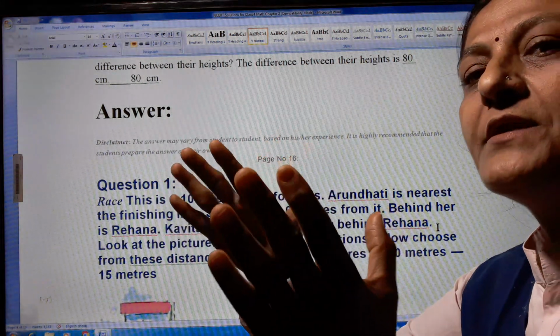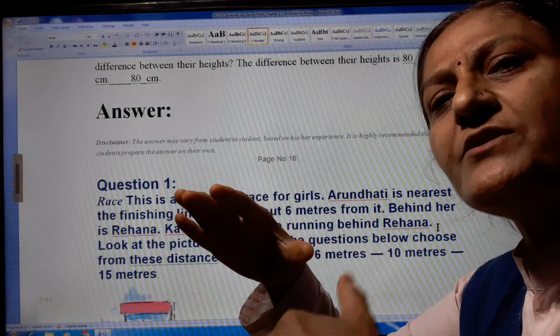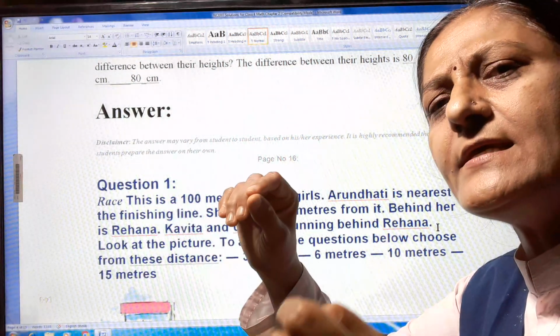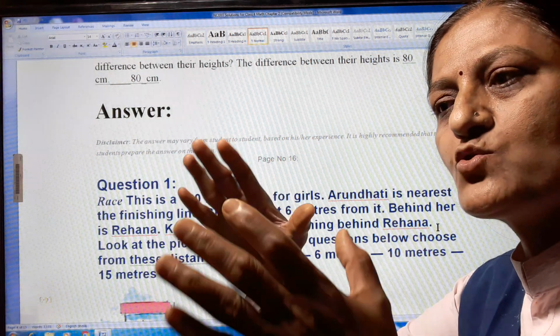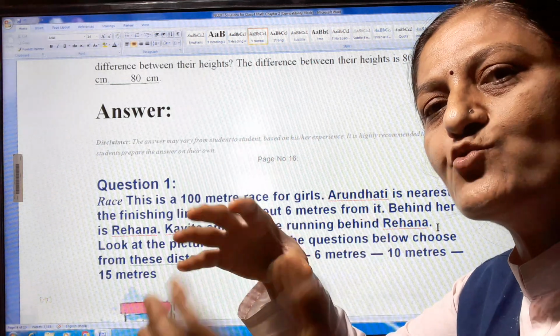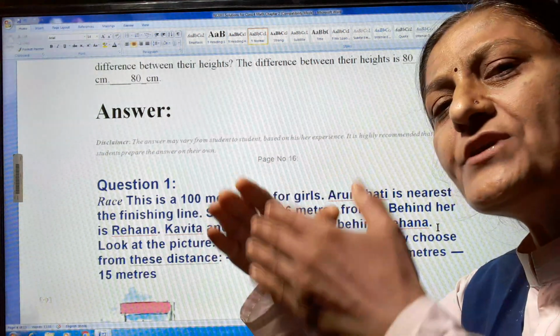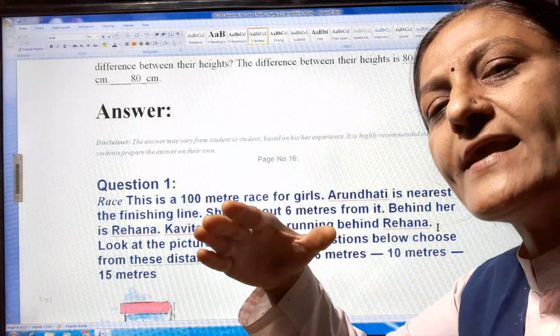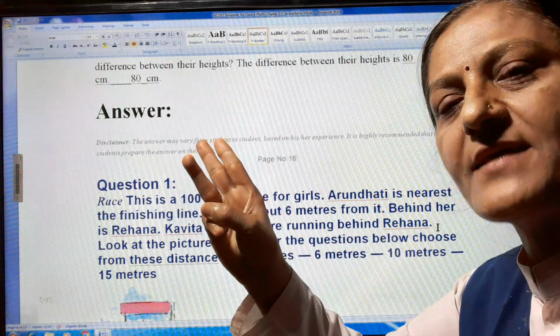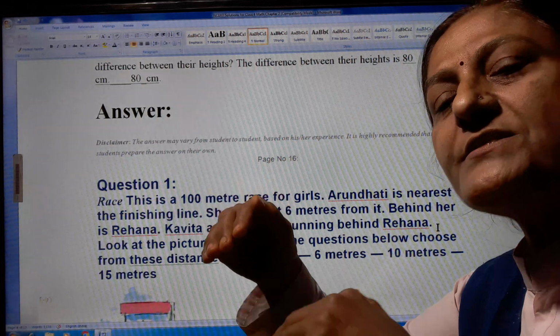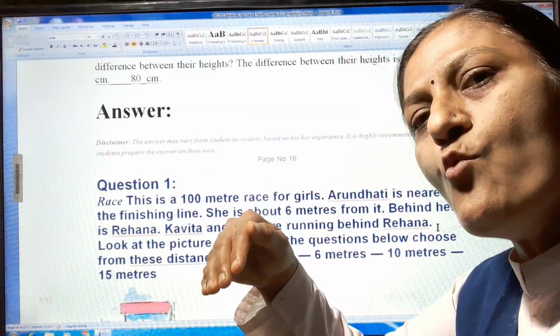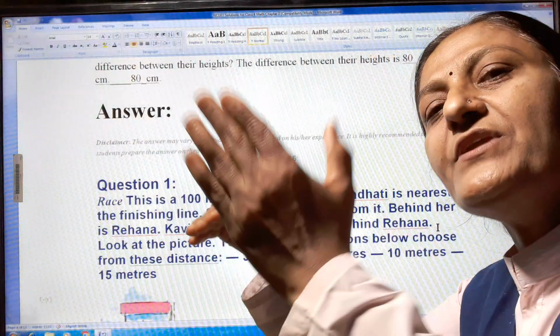Now, the distance between Arundhati and Rehana is exactly half. So 6 divided by 2, half of 6, is 3. So the distance between Arundhati and Rehana is 3 centimeter. Now the distance between Kavita and Uma to the finishing line.